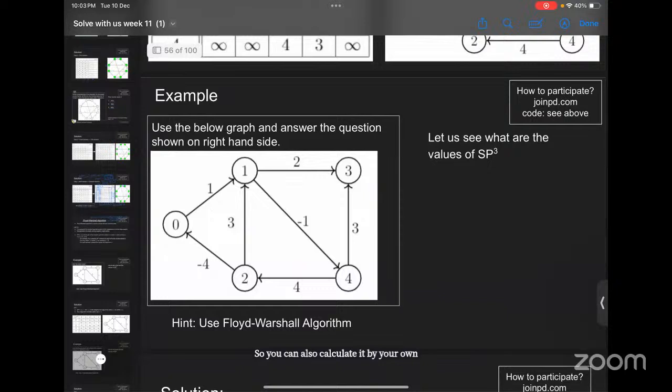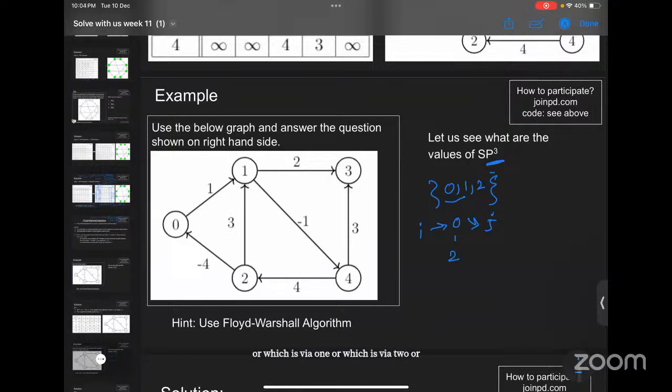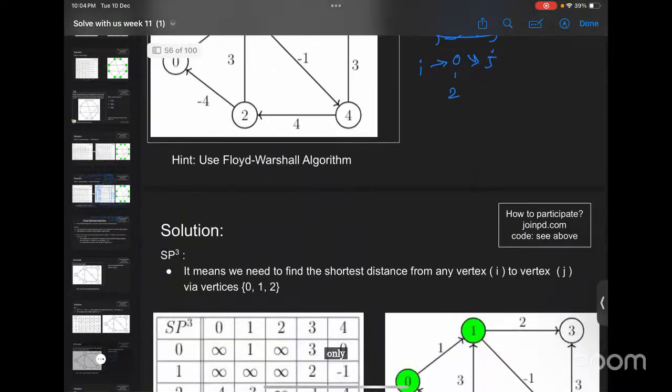Again, this is the question. You have to calculate SP3. SP3 means 0 to n minus 2, right? That means 0, 1, 2. So if I want to calculate the ijth entry, we have to consider all the paths, which is via 0, or via 1, or via 2, or 0, 1, 1, 2, or 0, 2, or all the 3. So we have to consider all the cases. Then we can compute the matrix.